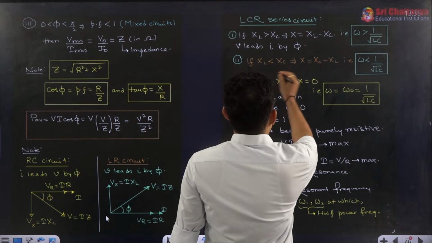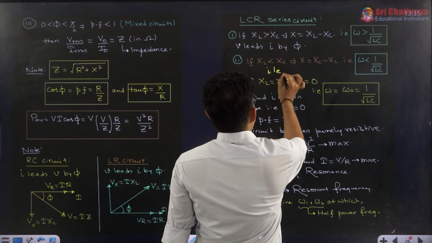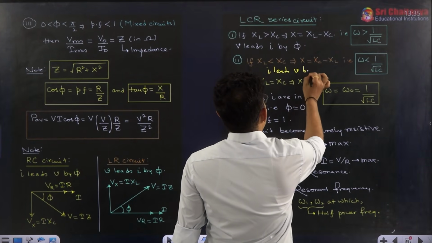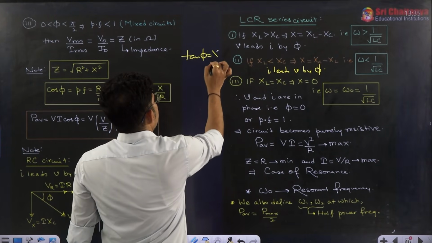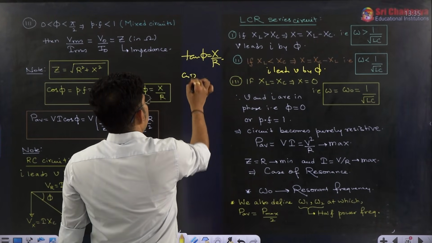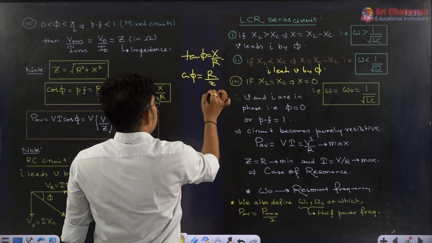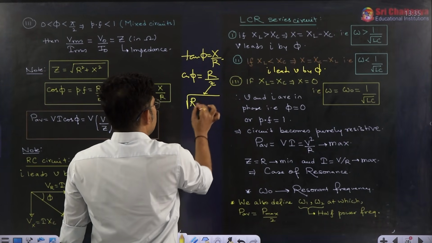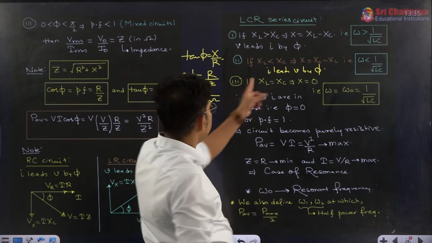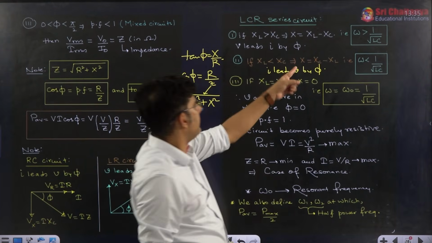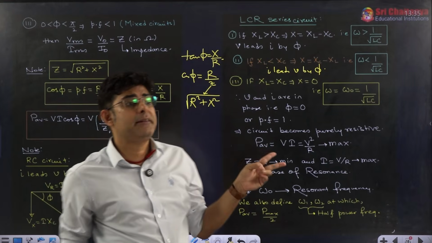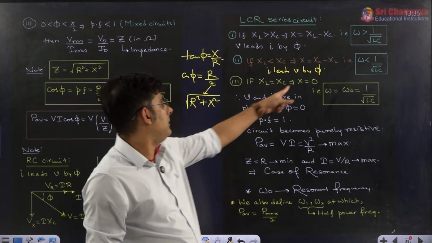In this case, current leads voltage by phi. Everywhere the same rule applies, don't forget: tan phi is X by R, cos phi is R by Z, and Z, as I already told, is under root of R square plus X square. What is X here? XL minus XC in the first case; here it will become XC minus XL if XC is more. And if XL and XC both become equal, then X will become 0.